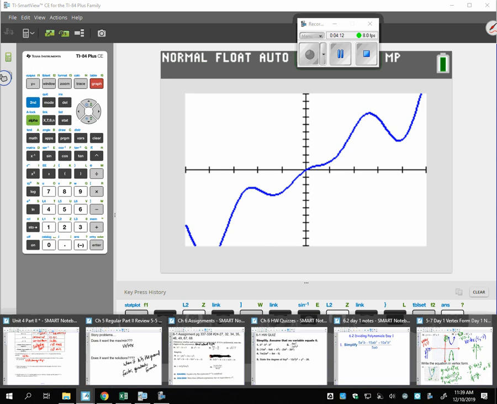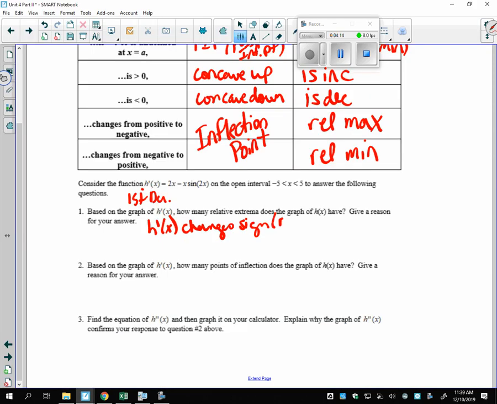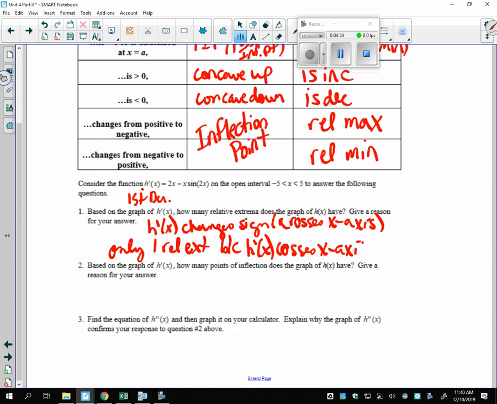So the answer is, how many relative extrema? Only one relative extrema, because h prime of x crosses the x-axis only one time.